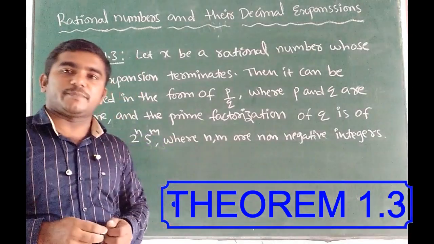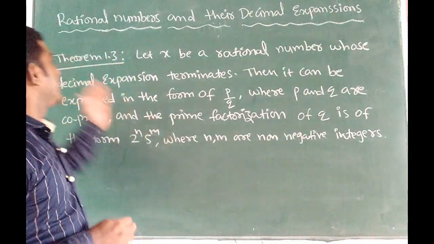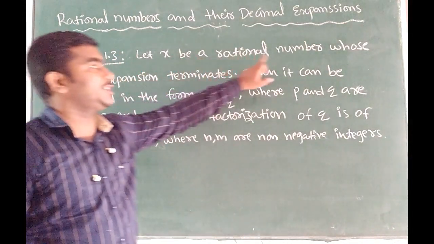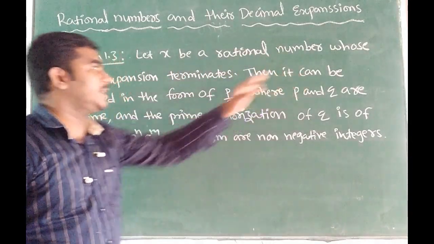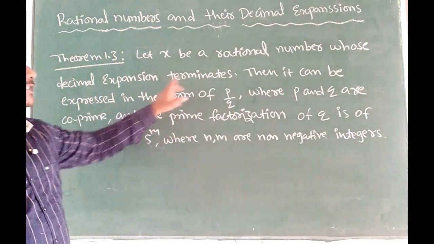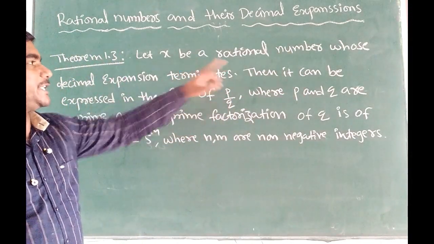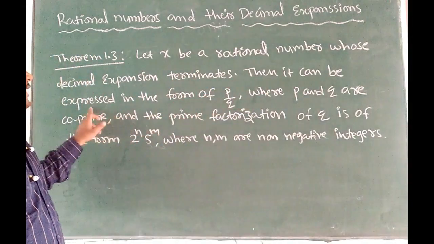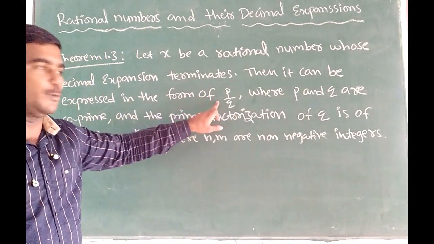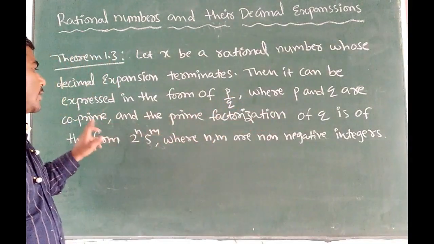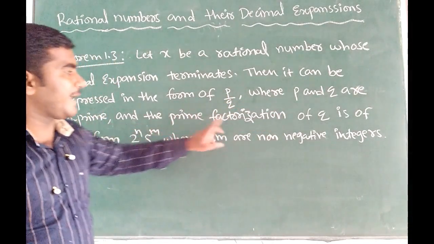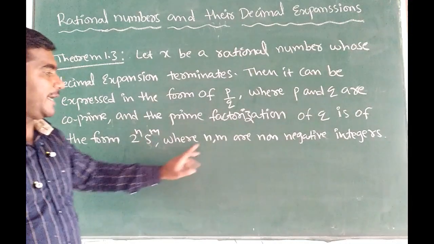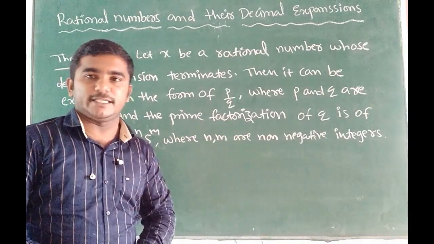See, in our first chapter we have some theorems. This is theorem 1.3. What is theorem 1.3? Let x be a rational number whose decimal expansion terminates. Then it can be expressed in the form of p by q, where p and q are co-prime, and the prime factorization of q is of the form 2 power n into 5 power m, where n, m are non-negative integers.